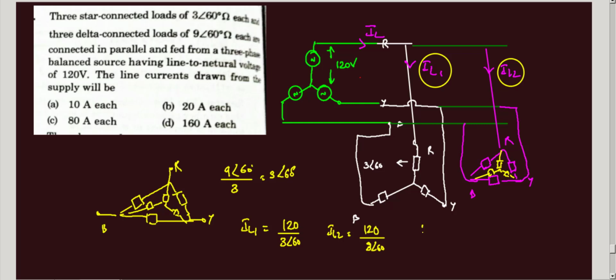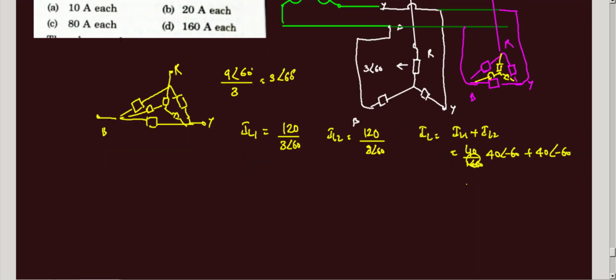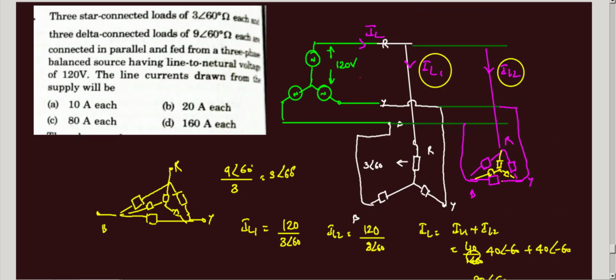Total line current, the supply current, equals IL1 plus IL2, which equals 40 at an angle minus 60 plus 40 at an angle minus 60. This is nothing but 80 at an angle minus 60. Here, considering the R phase, it is 120 at an angle 0, Y phase 120 at an angle minus 120, B phase 120 at an angle minus 240.